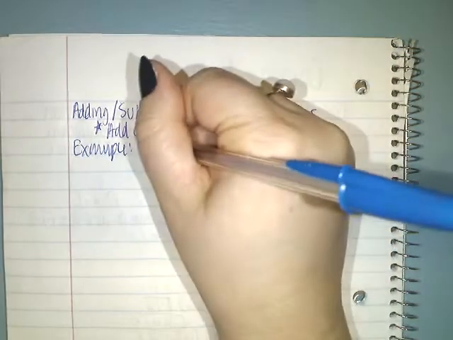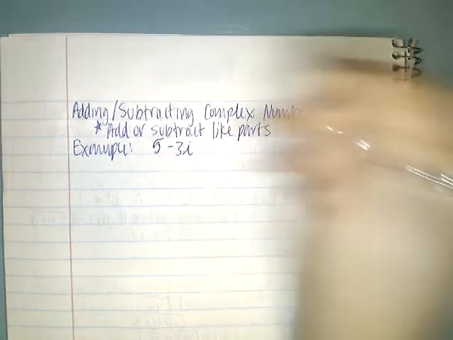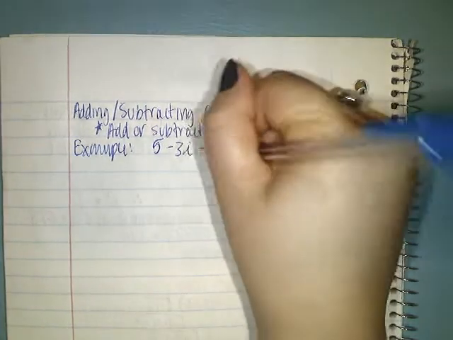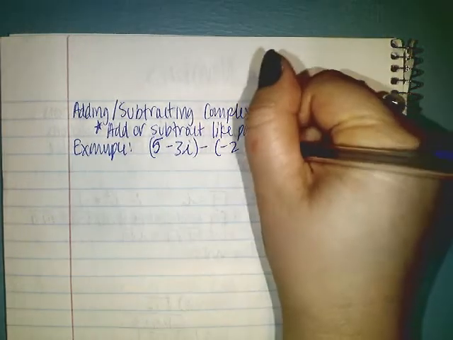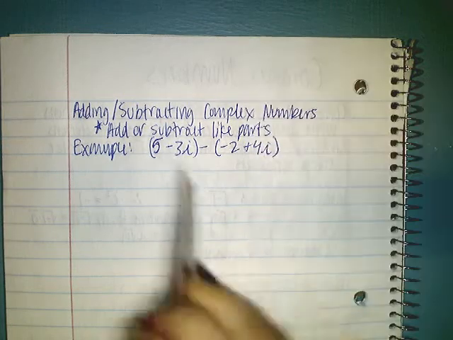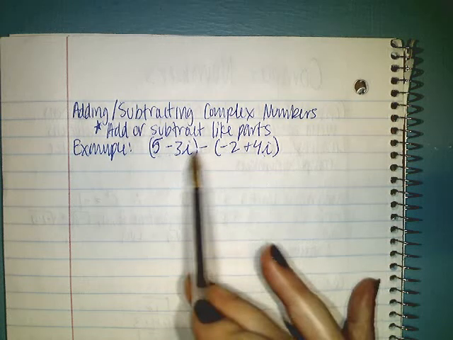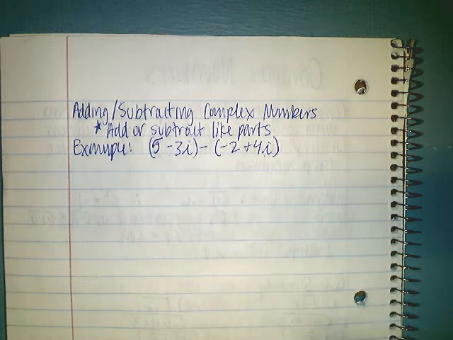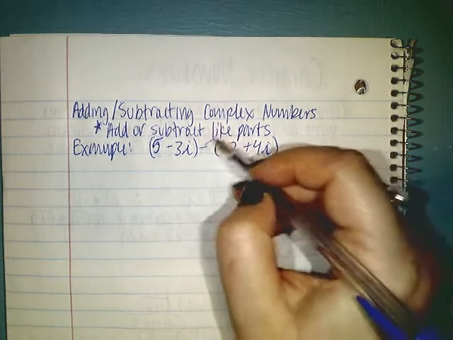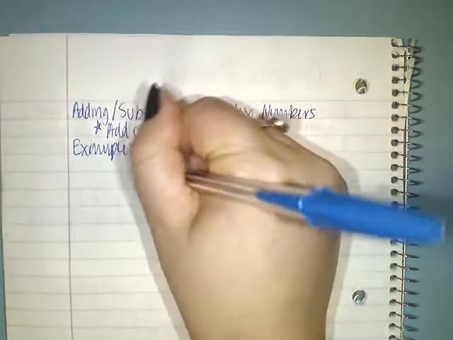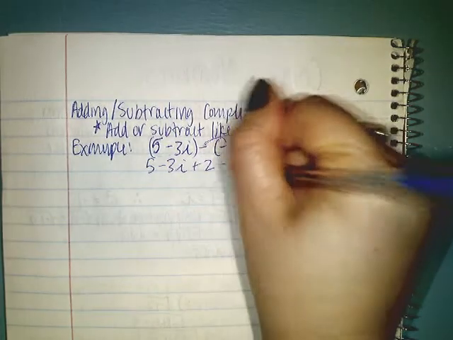If I had 5 minus 3i, this complex number, minus, so I'm going to keep my complex numbers in parentheses for a second, minus 2 plus 4i. I'm going to treat these just like they're normal binomials, and i is just a variable. So this is going to be pretty straightforward. To get rid of these parentheses, I need to distribute my negative. So I end up with 5 minus 3i plus 2 minus 4i.